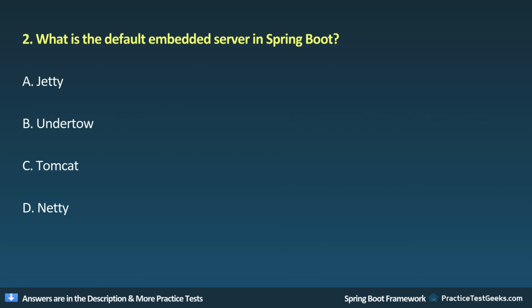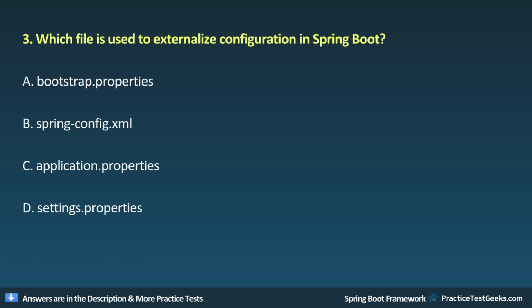2. What is the default embedded server in Spring Boot? A. Jetty. B. Undertow. C. Netty. 3. Which file is used to externalize configuration in Spring Boot? A. bootstrap.properties. B. springconfig.xml. C. application.properties. D. settings.properties.